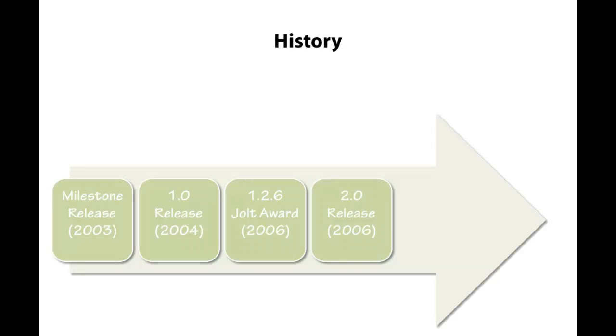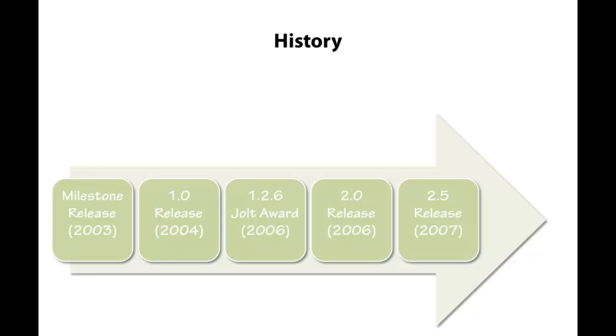In 2006, they released 2.0, and even though this was a major milestone release, we went to 2.0 from 1.2.6. Up until this point, everything was backwards compatible. In fact, most things have always been backwards compatible and forwards compatible with Spring.